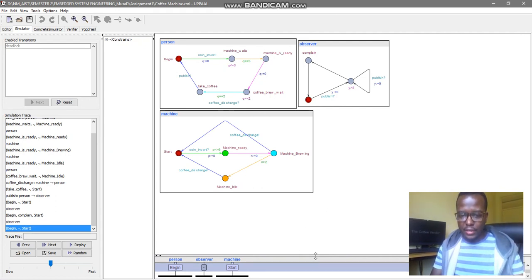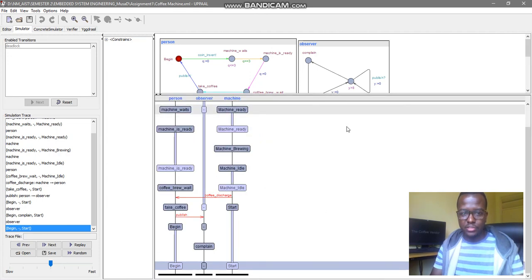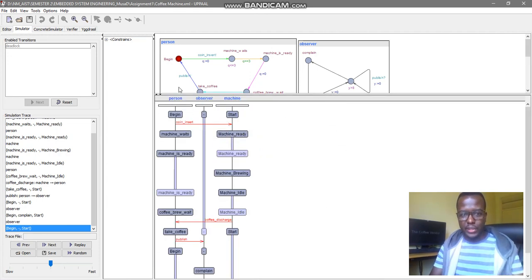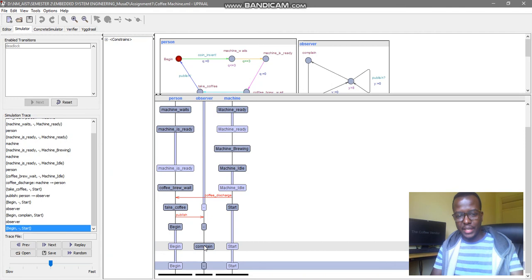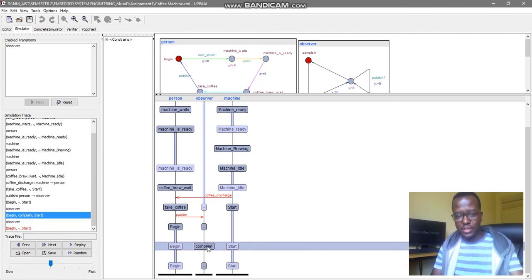And right down here, I can pull up the transition diagram. We can see we have the 3 automata in one automaton, that is the person, observer, and the machine, and all the processes that took place. And you can see now we have right here the person, the observer complained, and now the person went to begin, the machine also went to the start mode, and the observer went to the start mode.